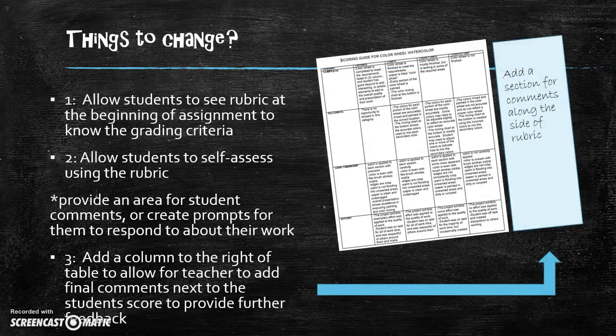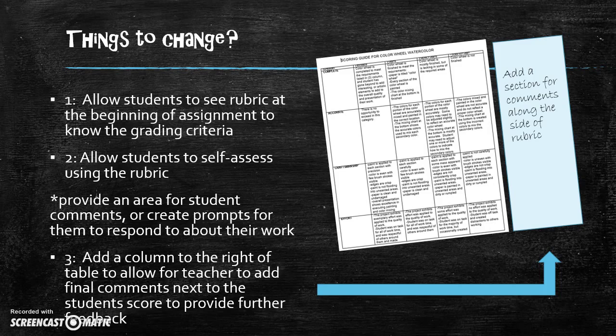Some things that I'd want to change after using this rubric, something I've tried with another rubric since I started this course: if you jump down to number 3, I've added an additional column to the right where, once I have scored the rubric, I'll leave a comment, maybe a suggestion, or "you did this really well, but try this." So just adding a little bit more reflection for the student.